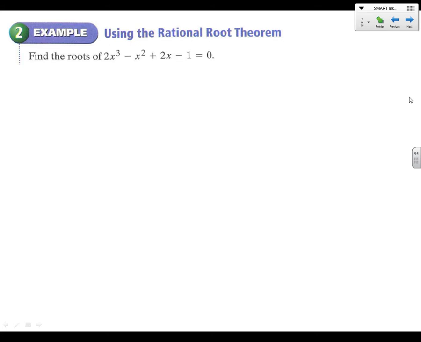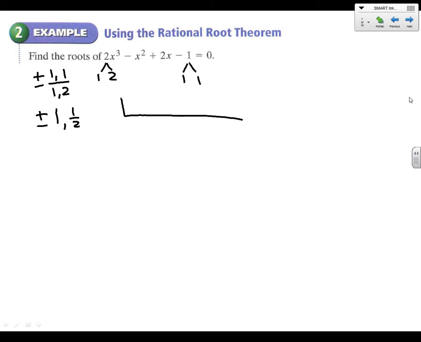All right, now we're going to find all the roots, rational and otherwise, on this one. So, all the factors of 1 are just plus and minus 1. All the factors of 2 are 1 and 2. So, factors are plus and minus all of these combinations. So, it's going to be plus or minus 1 and 1/2. All right, so we need to find one that works.